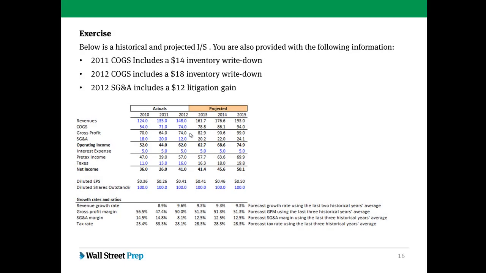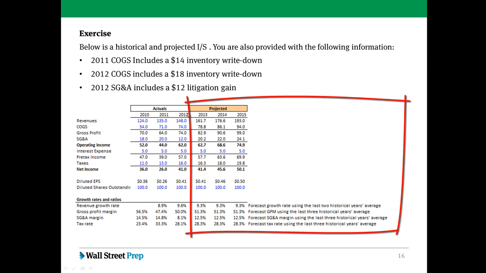At this point, we are ready to conduct an exercise to make sure you understand the basic ideas that we've been covering. Below is a historical income statement as well as a projected income statement. These were the historical GAAP-based results as well as the analyst's forecast of those results without accounting for any non-recurring items or anything like that.